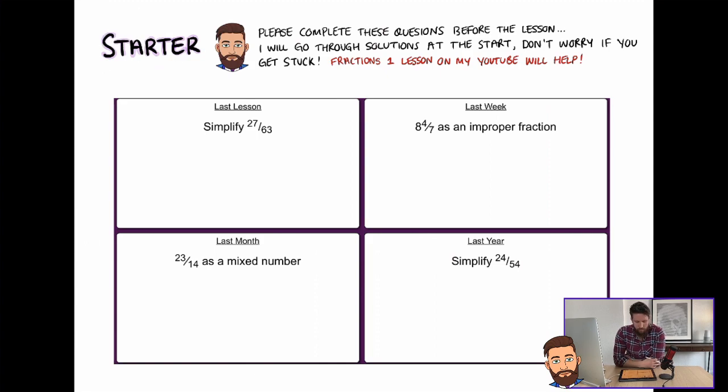Welcome to our next lesson in fractions, Fractions 2. This is a continuation of yesterday's lesson where we learned how to turn mixed numbers into improper fractions and improper fractions into mixed numbers, as well as simplifying. So hopefully you used what you learned in yesterday's lesson to help you with these questions on the starter, and we will go through these to begin with.